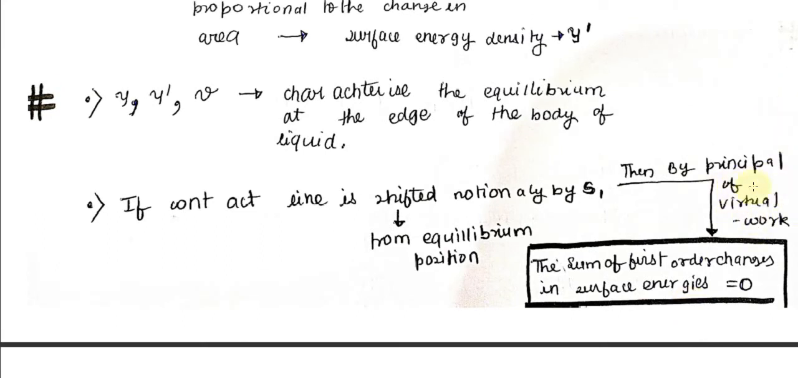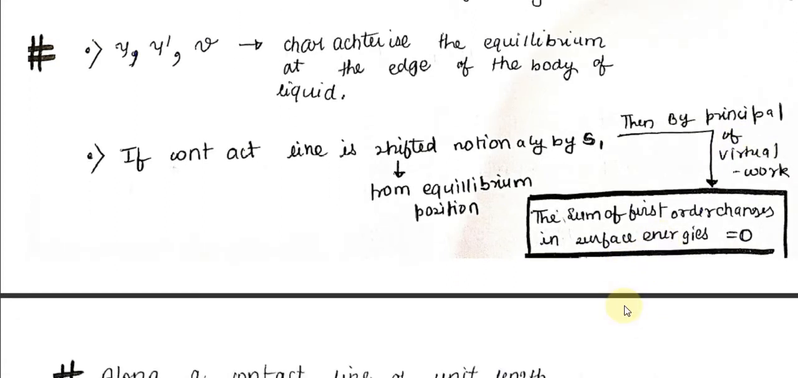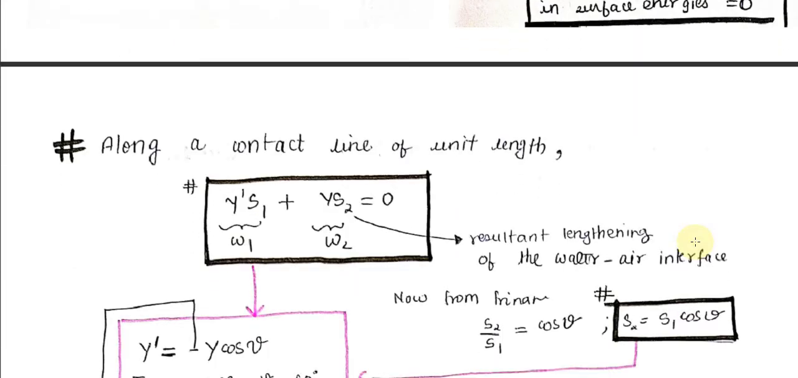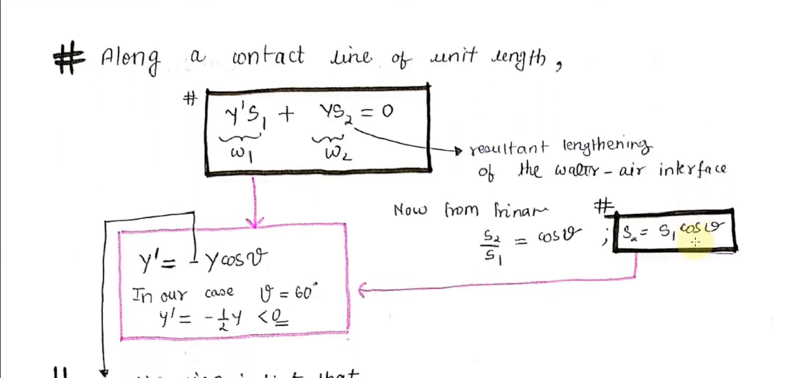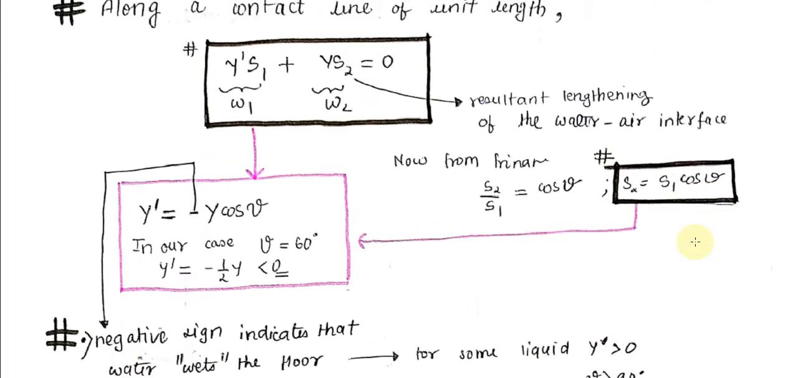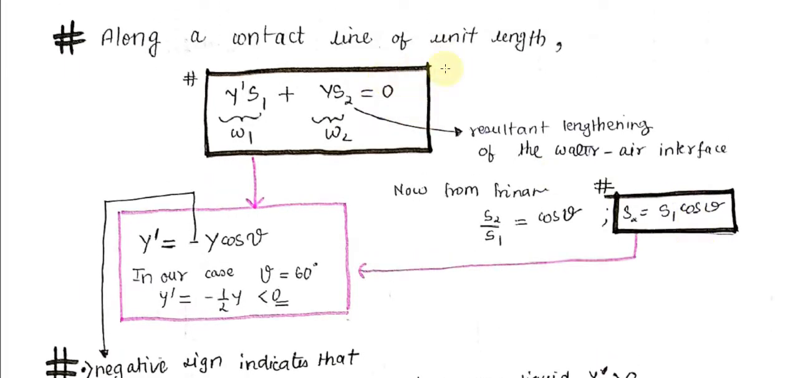Then by the principle of virtual work, or you can just say D'Alembert's theorem of virtual work, the sum of the first order changes in surface energies must be zero. I already told you that this is a prerequisite of learning this concept. So here you can say that along the contact line of unit length, gamma S1, which is W1, and gamma S2, which is W2, it has got unit of joule, is zero. Surface energy density times the distance.